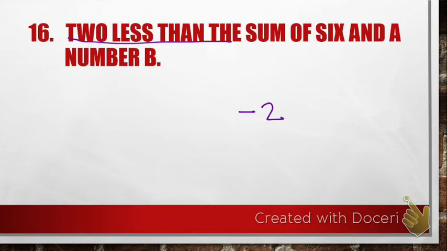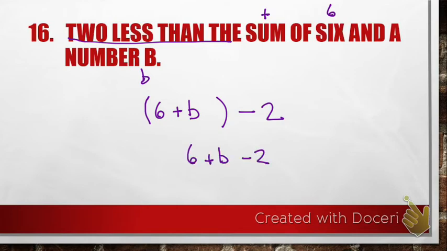The sum of 6 and a number b. Okay, 6 and b, and we know sum is addition. So I'm going to put those into a parentheses and do 6 plus b. Now we really don't need the parentheses here either. We can make this 6 plus b minus 2 because we're not multiplying or distributing. So this would be my answer, 6 plus b minus 2.